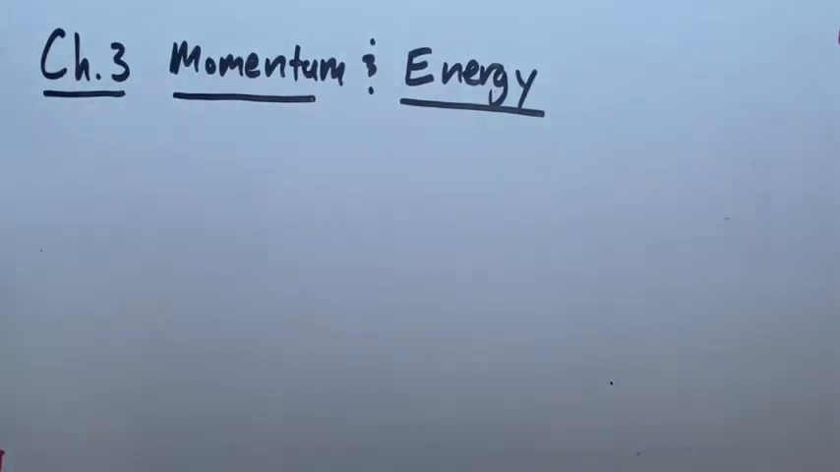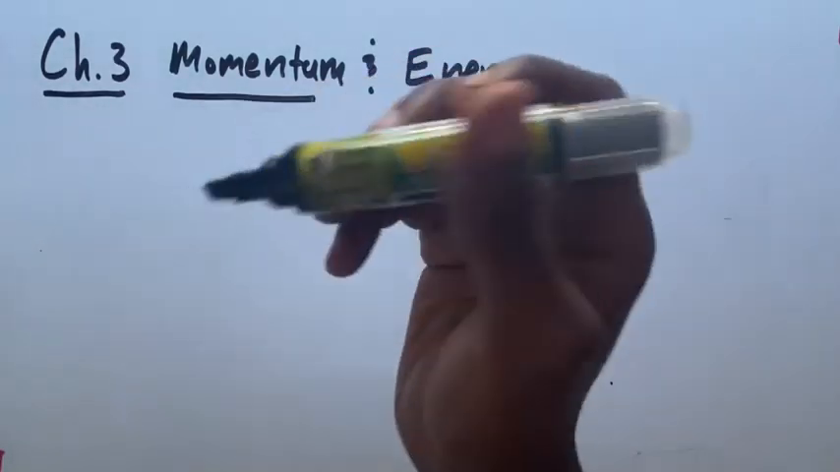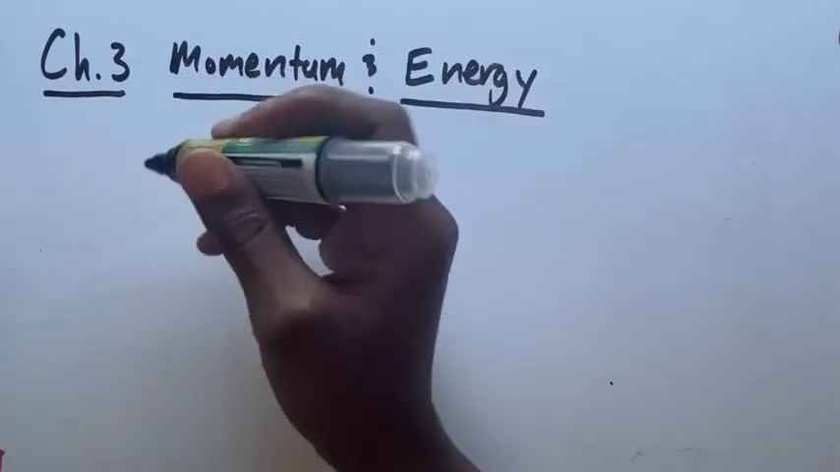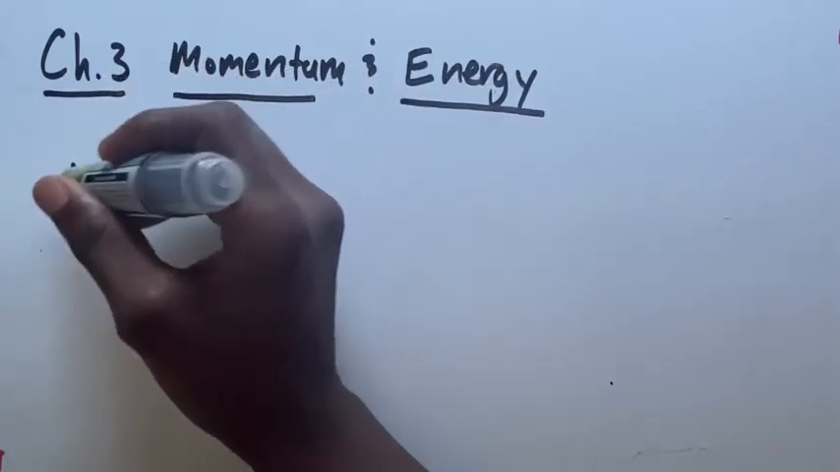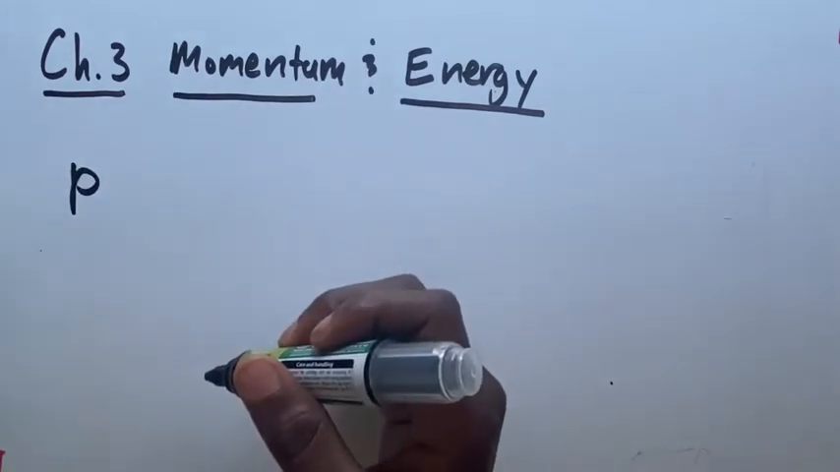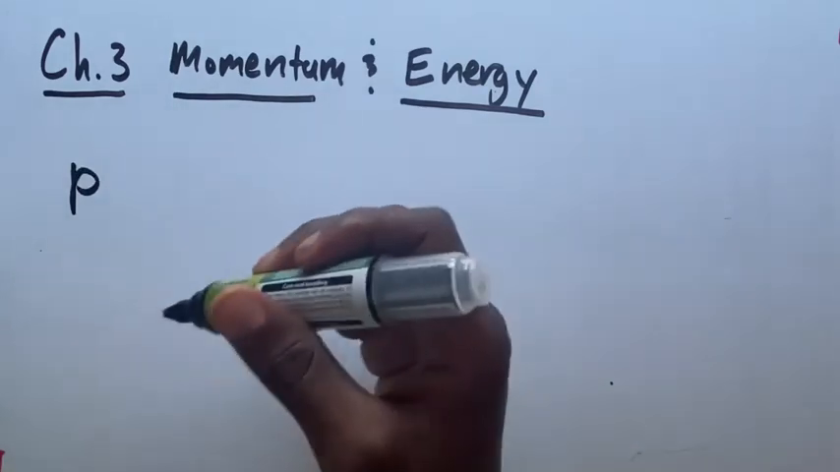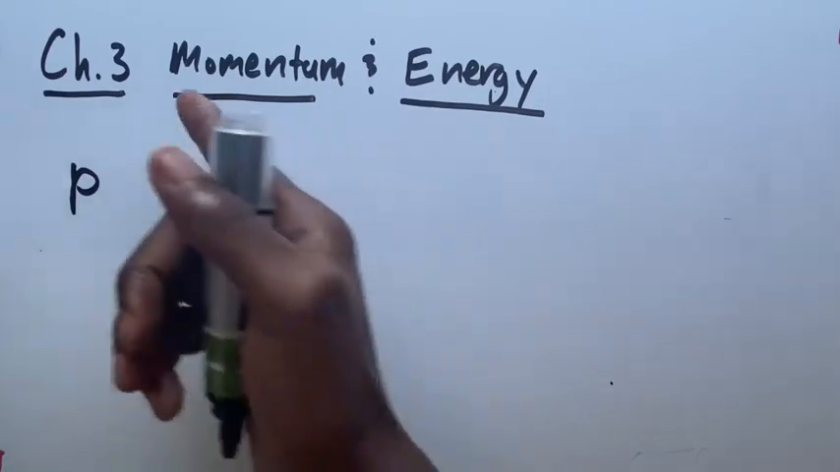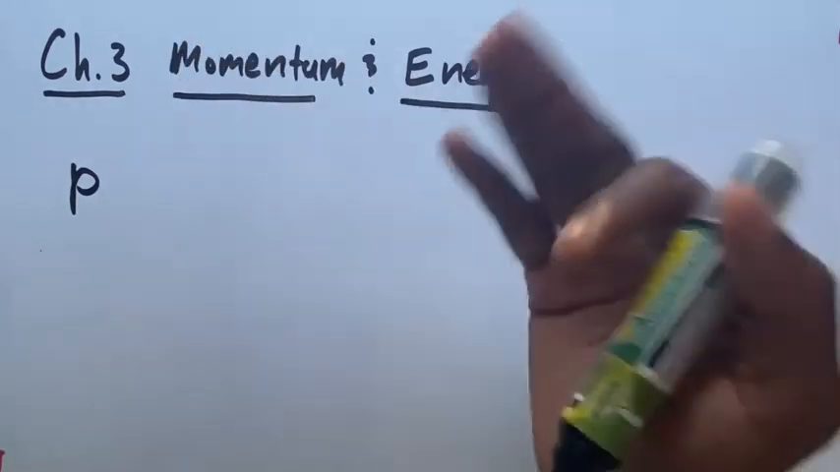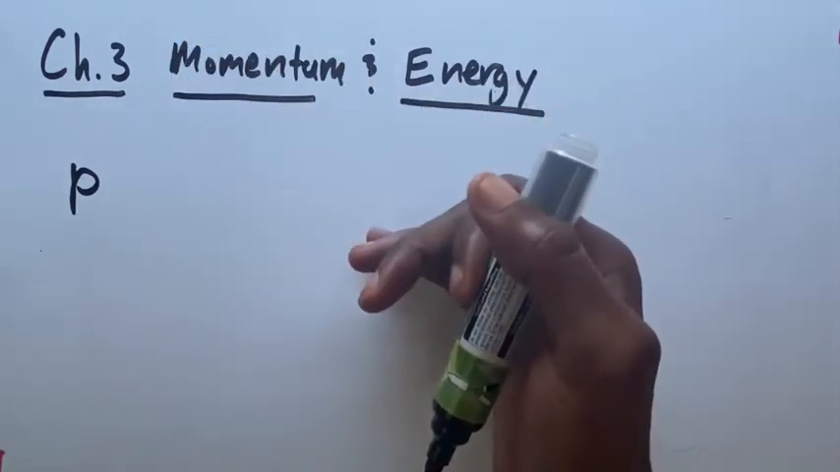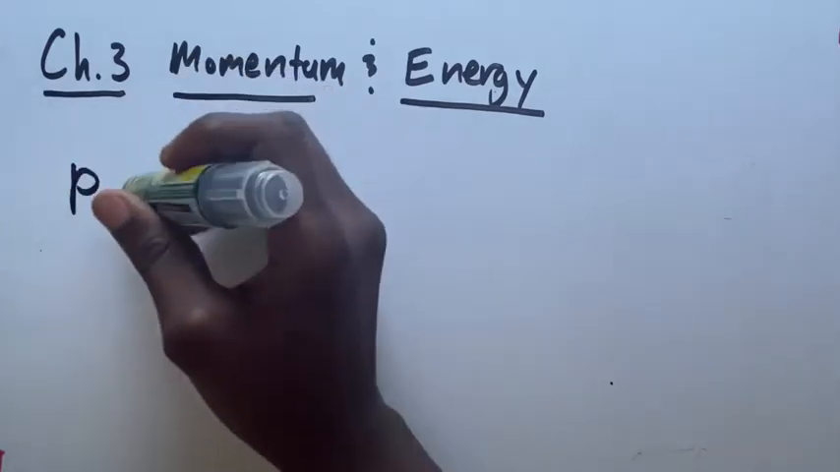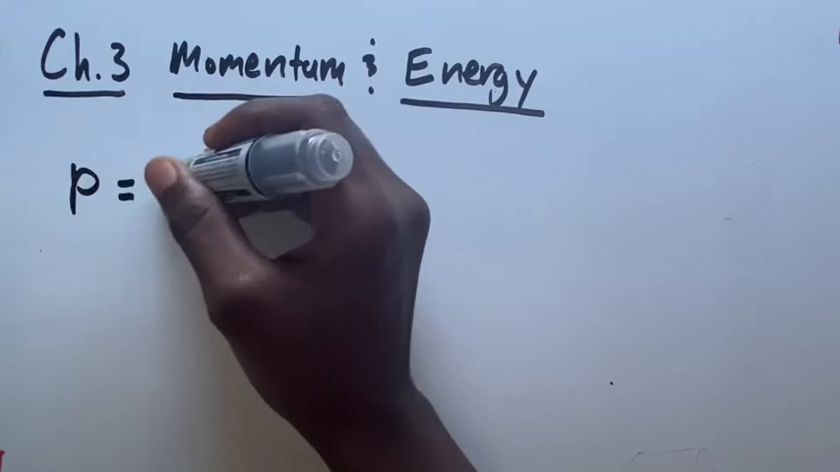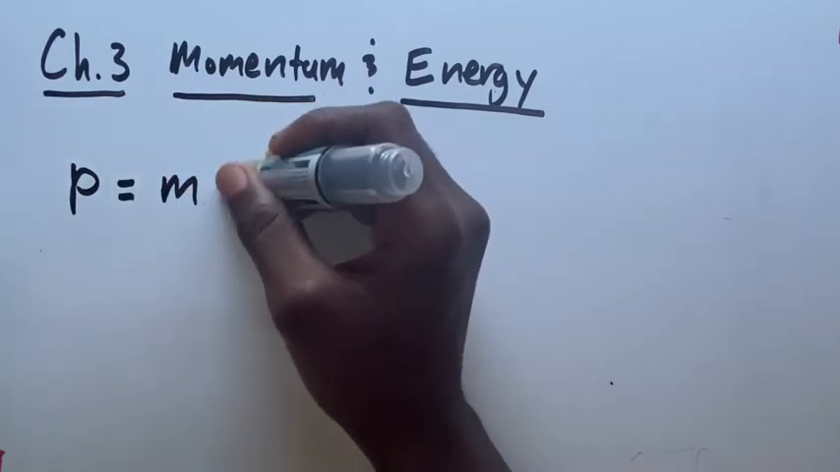Well, let me just give you the equation and then I'll try to describe it to you in words. So usually we use the letter P for momentum. I'm not exactly sure why. I guess because we can't use M because M is already used for mass, so we use P for momentum, and momentum is given by the mass times the velocity.